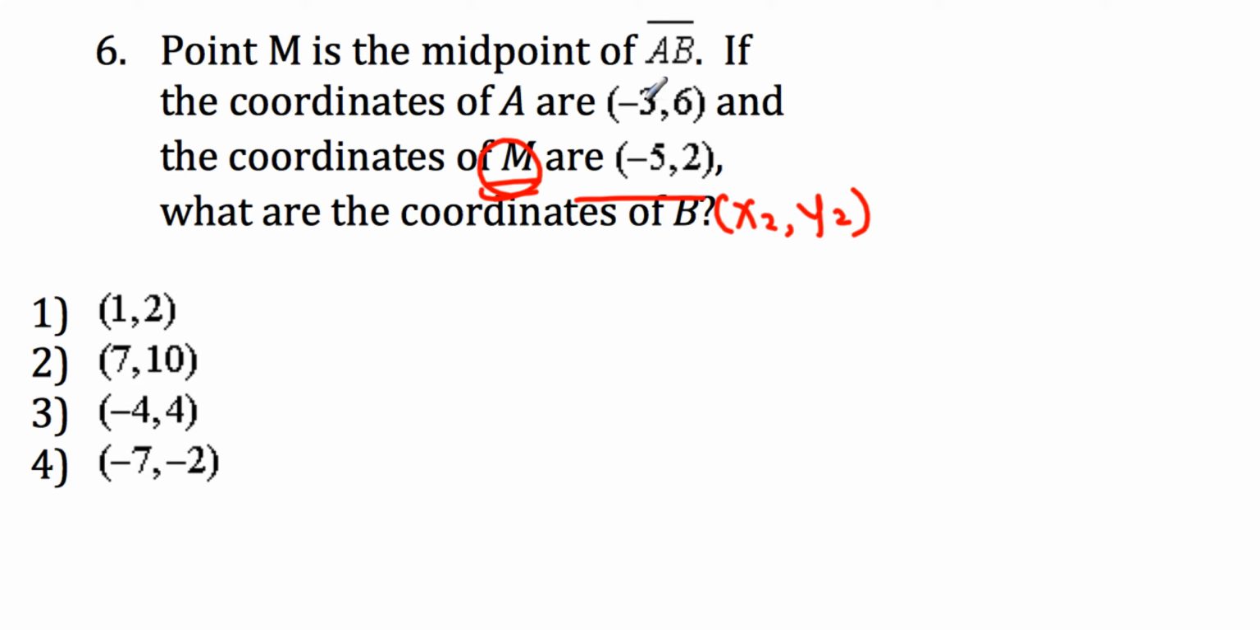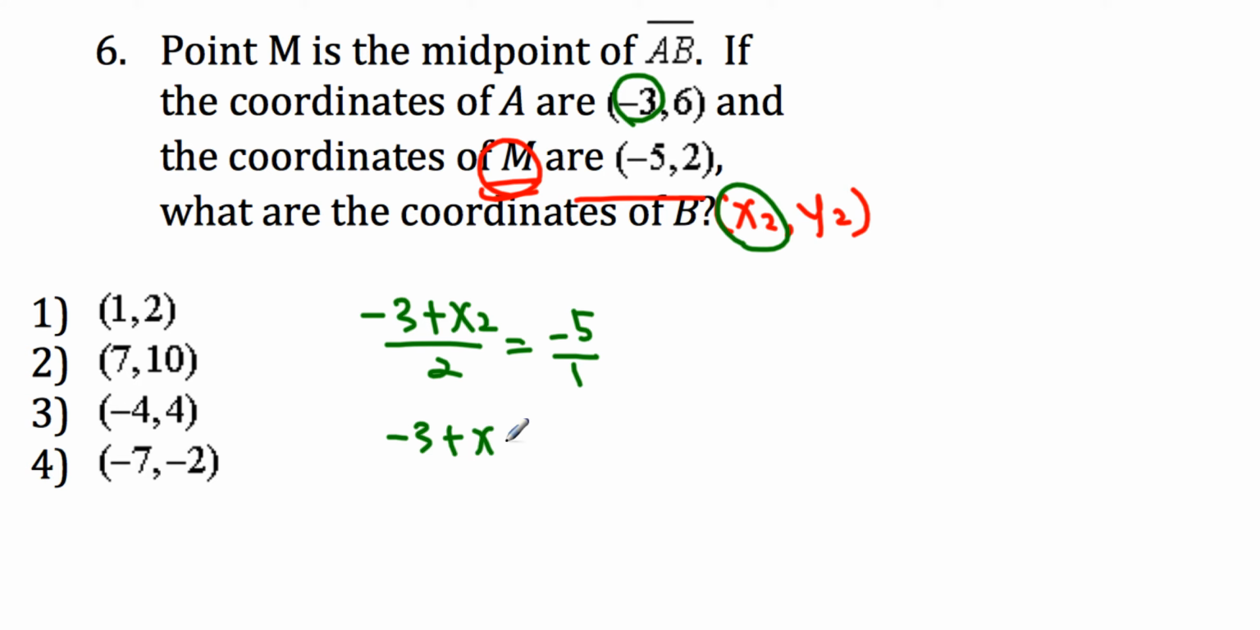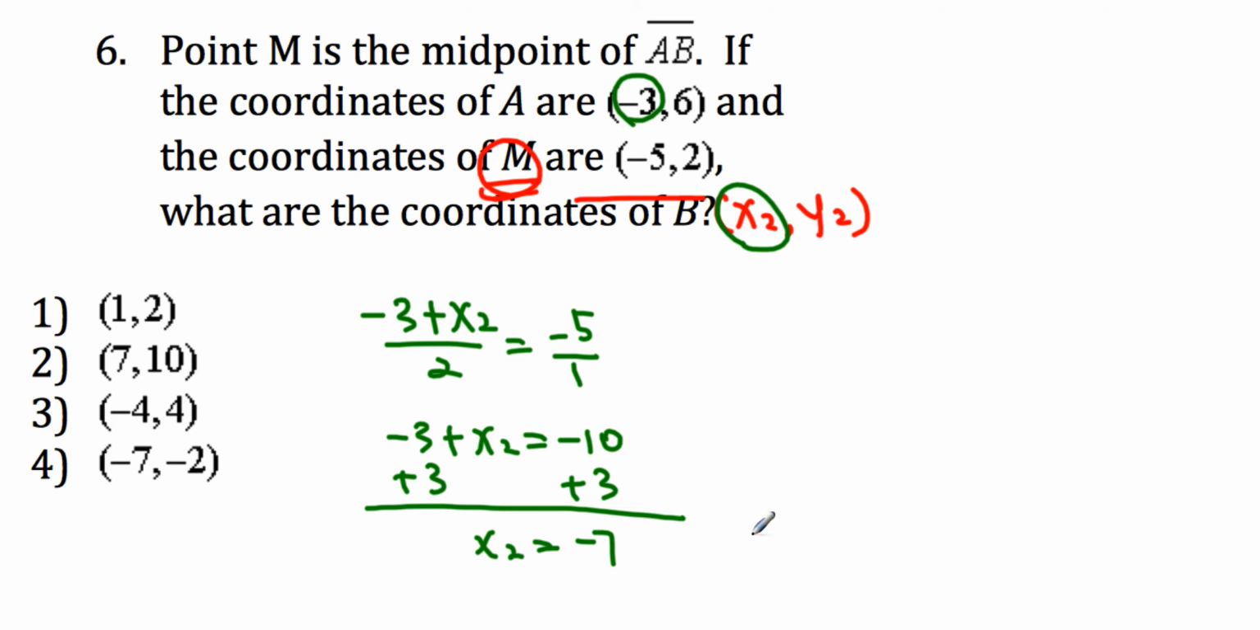And notice that the midpoint is given here. Then you can see that when you add up the two x values, negative 3 plus x sub 2 divided by 2 must be equal to the x value of the midpoint, which is negative 5. We can always put it over 1, and when you cross multiply, we get negative 3 plus x sub 2 is equal to negative 10. And obviously we can add 3. Then x sub 2 must be equal to negative 7.